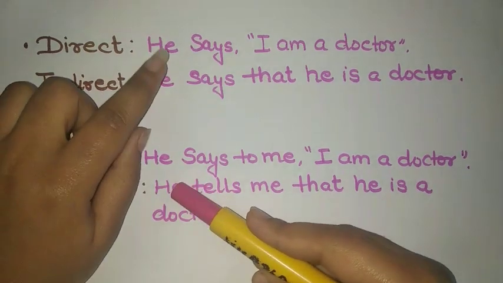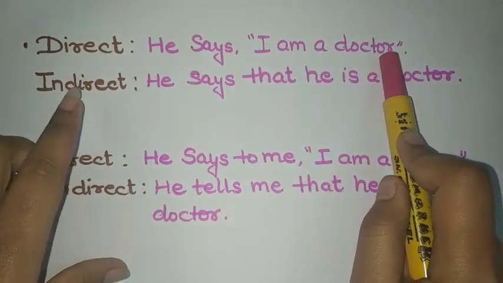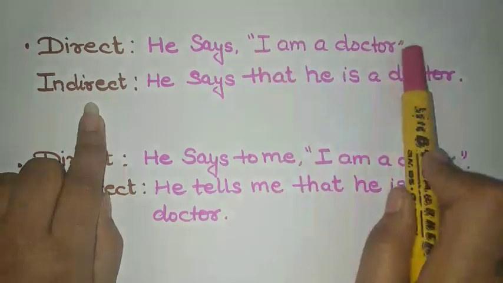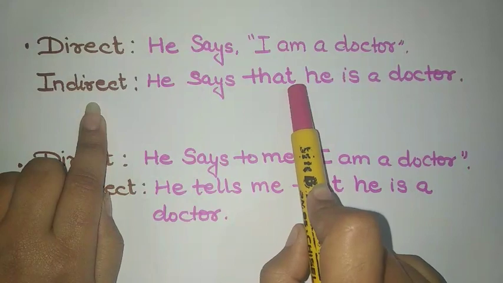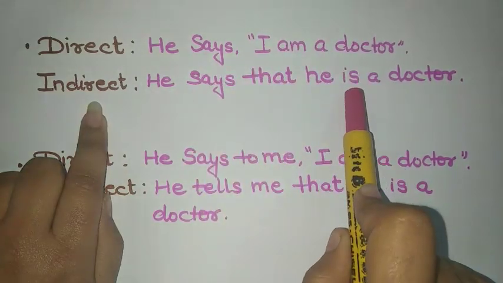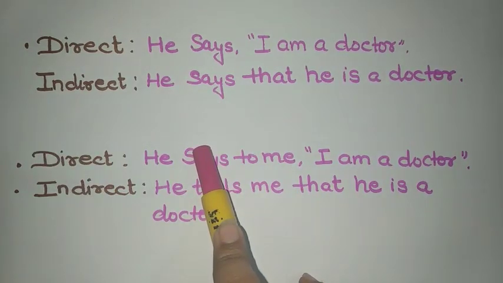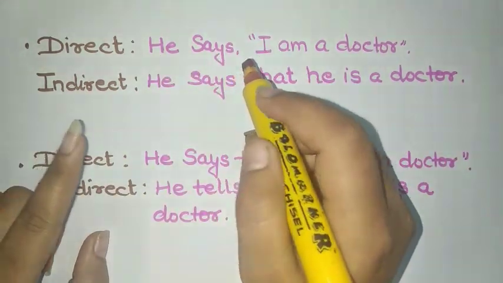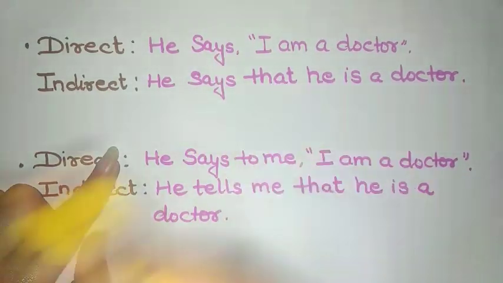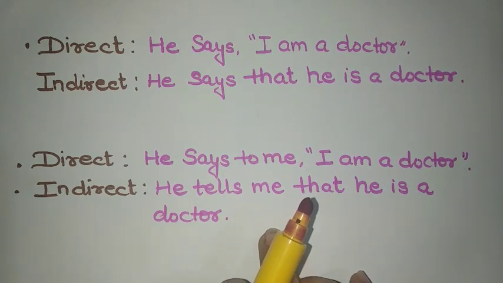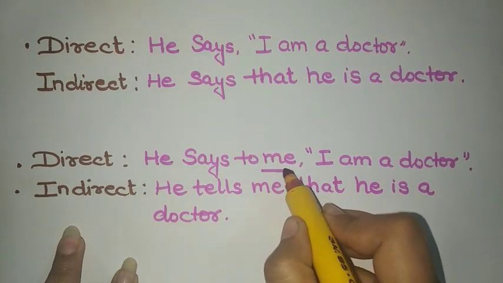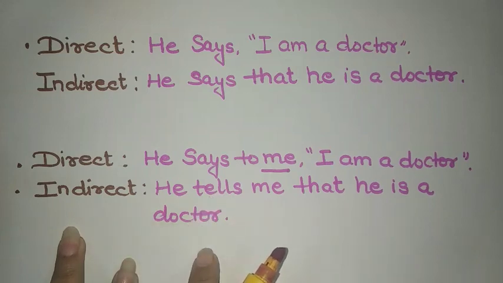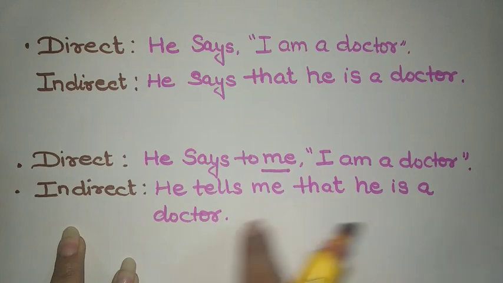In direct speech, if I'm using he says I am a doctor, in indirect it will become he says that he is a doctor. No inverted commas in indirect, use of conjunction that, and am gets converted into is. Here, he says, there is no object, so says will become says that. And if we have an object in the sentence, like he says to me, I am a doctor, in indirect we can write it as he tells me that he is a doctor.